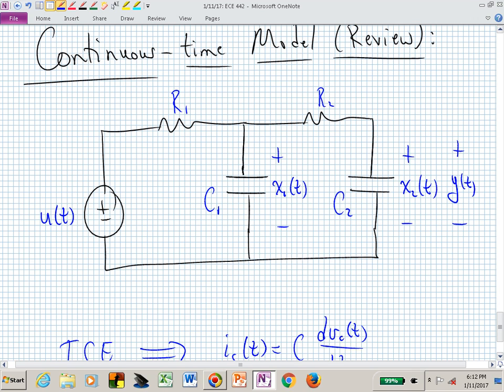So we now have an input u of t, that's the voltage source. And let's say our output y is the voltage dropped across that second capacitor, x sub 2 of t. And we now want to find some differential equations that govern the behavior between the input u and the output y. And if you were to do this in the frequency domain, what would you probably be doing?